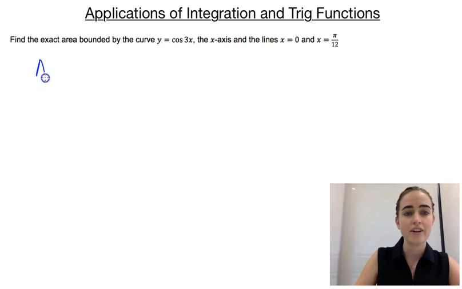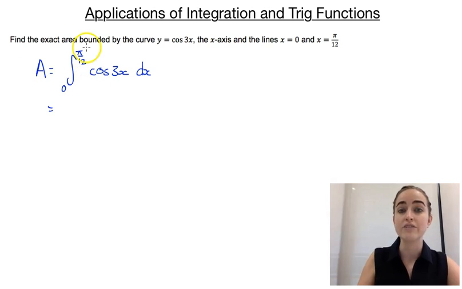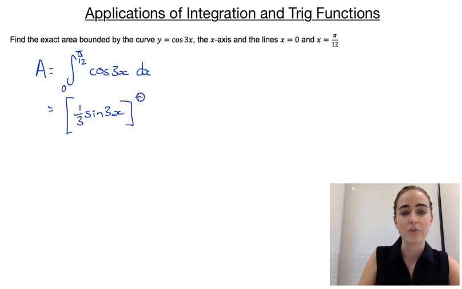So to find the area, we're going to take the integral between our two bounds, so 0 and pi on 12, of our function, so cos 3x with respect to x. Now, we know that sine differentiates to cos, so that means that cos is going to integrate to sine, but we just need to remember to have our 1/3 out the front because of that 3 in there. So we're going to have a third sine 3x, and that's going between pi on 12 and 0.